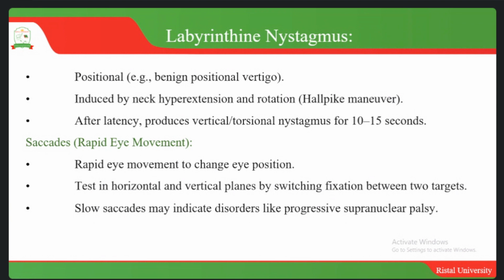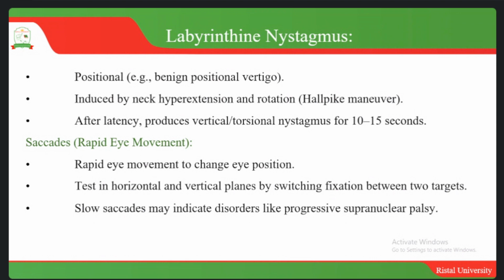So you have to test in horizontal and vertical planes by switching fixation between two targets. So you should check the sight of our patients, whether they are able to see something which is horizontal in front of them, or something which is on their sides. And those are the different planes. You can use the horizontal and vertical, and see whether they are able to switch their sight into those different areas, so that we can tell what kind of nystagmus condition they have.